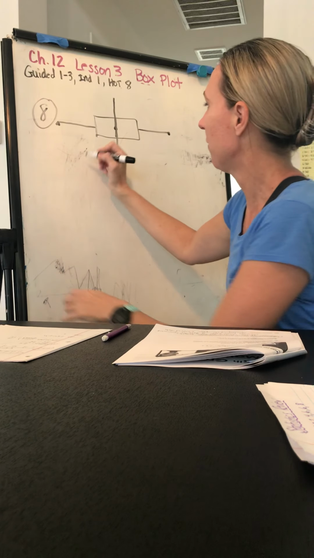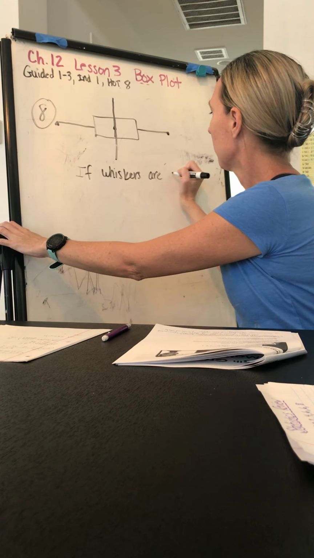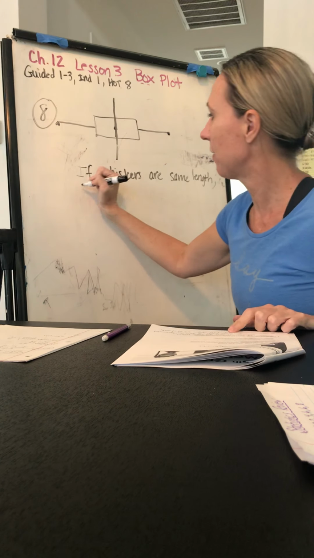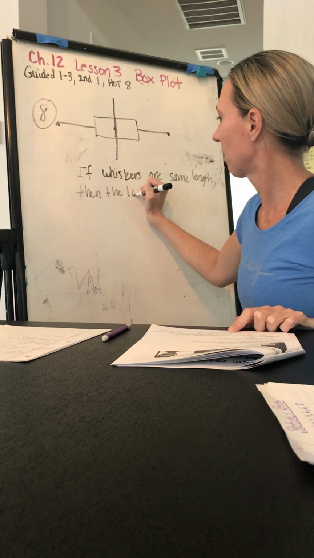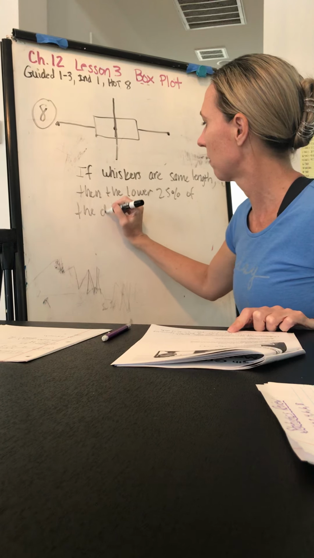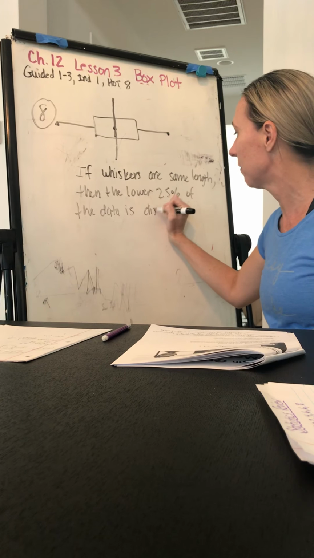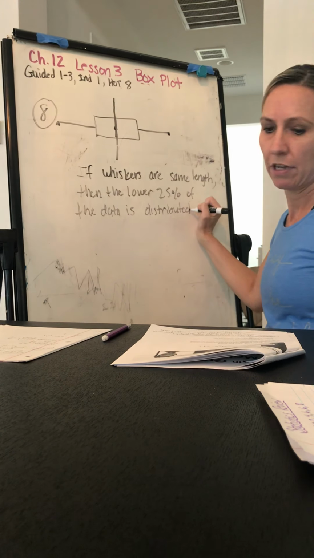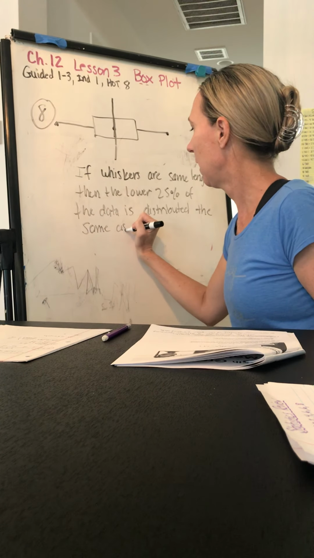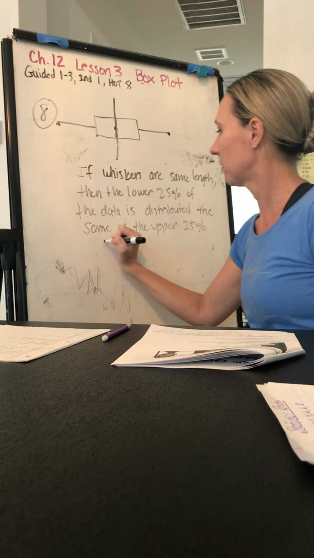So you could say something like, if whiskers are the same length, it basically means the lower 25% of the data is dispersed or distributed the same as the upper 25% of the data.